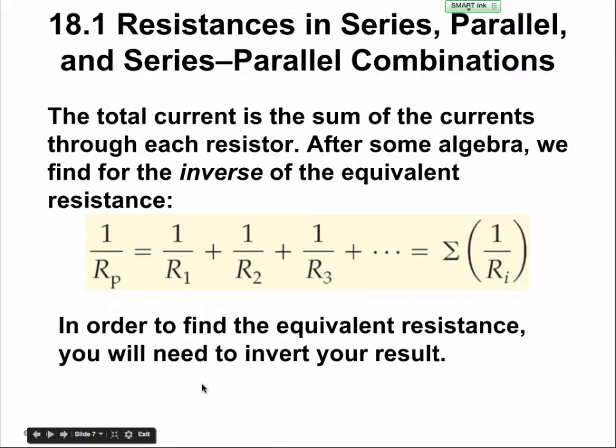So the total current is equal to the sum of currents through each resistor. After some algebra, we find the inverse of the equivalent resistance. And so this formula here is how we find the total resistance. Now, when we go to do some math problems with this, we would make these calculations, but remember that the resistance across the parallel circuit is reciprocated. So whatever our number is, we have to reciprocate at the end.